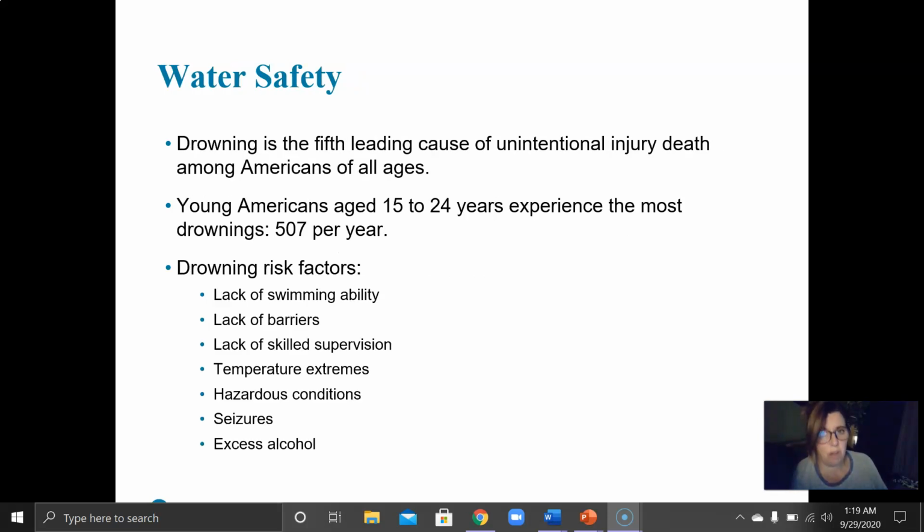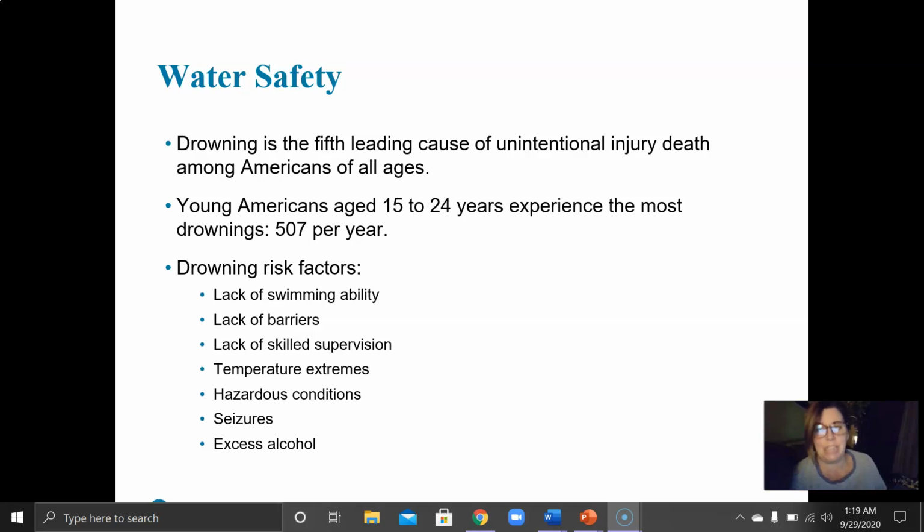Drowning is the 5th leading cause of unintentional injury death among Americans of all ages. And young Americans aged 15 to 24 experience the most drownings at about 507 per year. Some of those risk factors include lack of swimming ability, lack of barriers, a failure to wear life jackets, temperature extremes that cause hypothermia, riptides and other hazardous conditions, excess alcohol use. Most drownings occur during water recreation when people unexpectedly find themselves in dangerous situations.